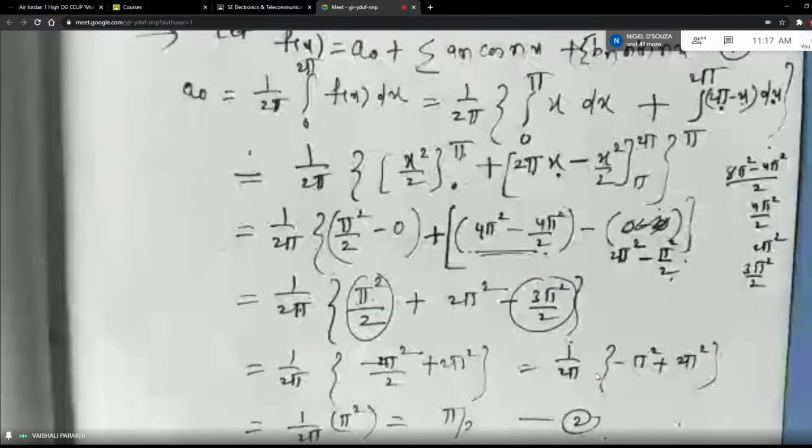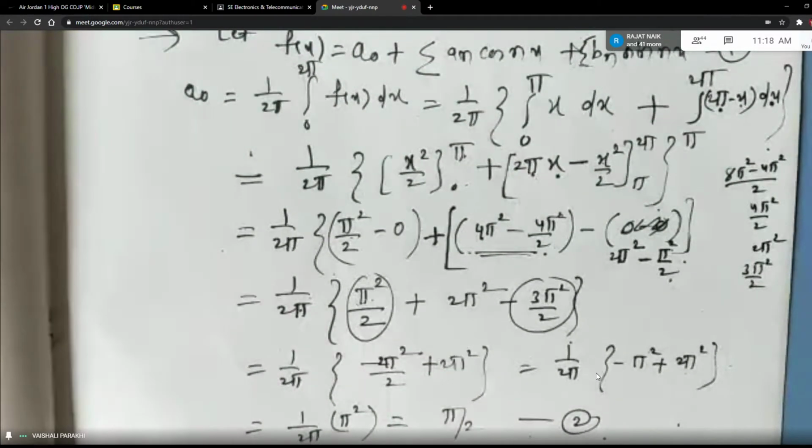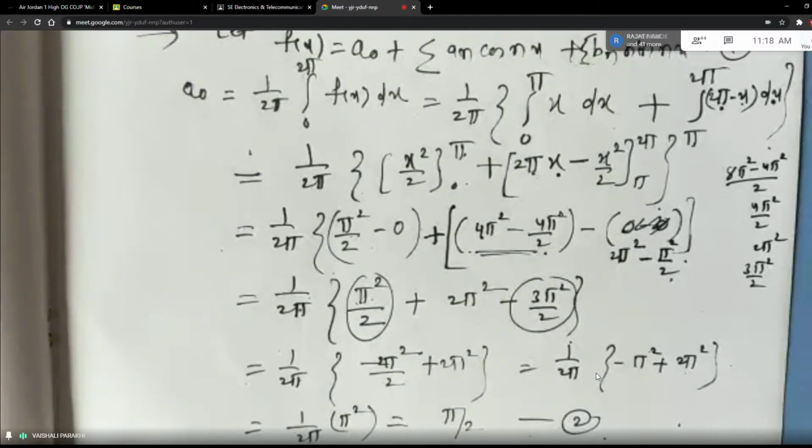So I have done the calculation part, students, by putting upper and lower limits. See, if you have not followed any step, you can ask me. Okay? All are getting pi by 2? Can you repeat the second last step? Nilay ji, second last step.